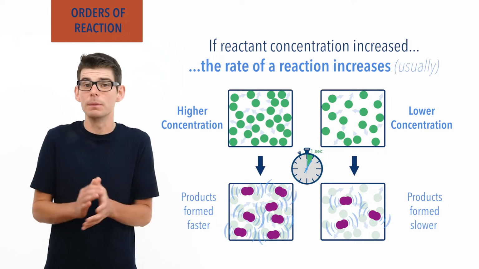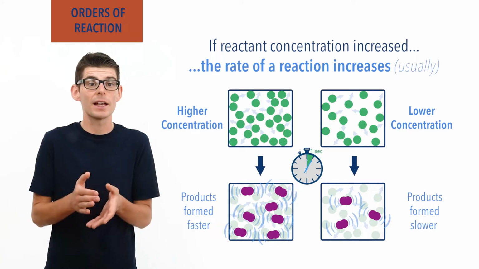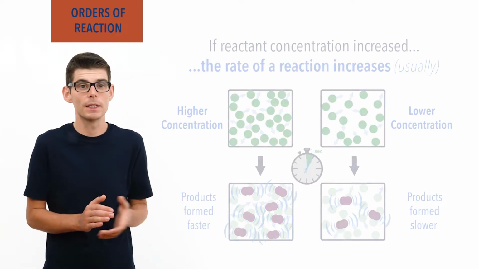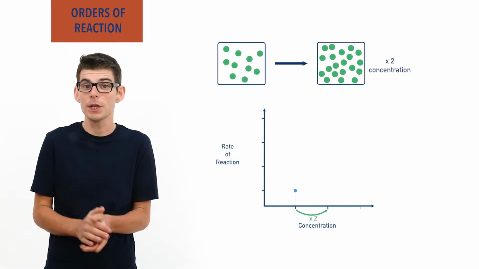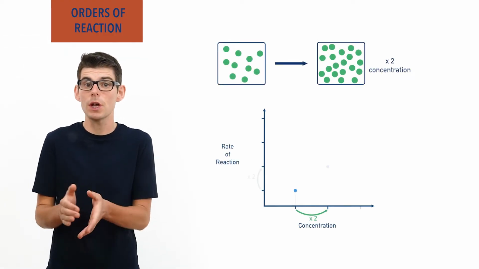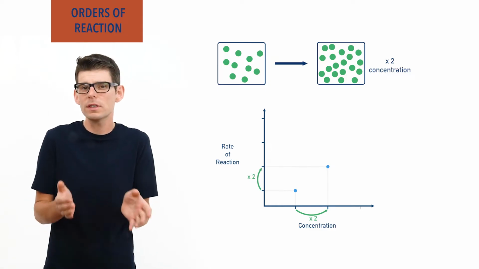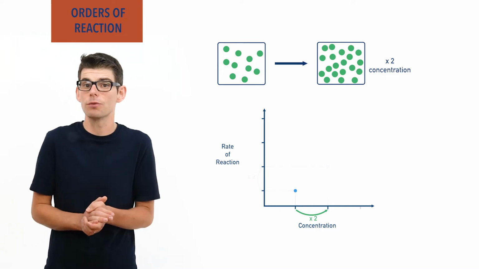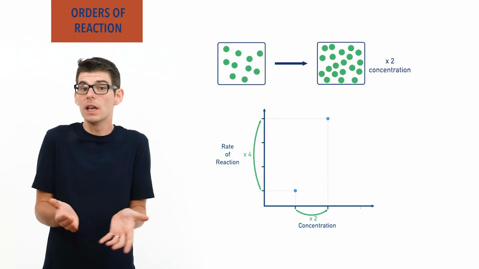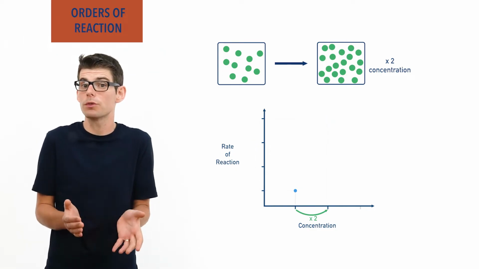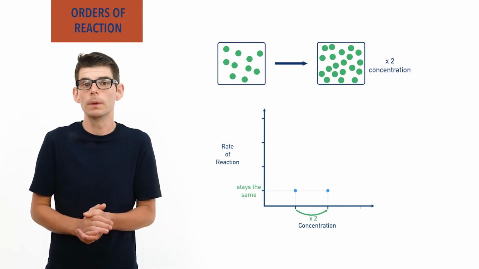However, sometimes the rate of a reaction doesn't change by the same factor as the concentration of reactants has. For example, doubling the concentration of a reactant may cause a reaction rate to double, as in the reaction happens twice as fast. Or in some cases, it may make the reaction rate quadruple, happen 4 times as fast. Equally, there are some cases where changing the concentration of a reactant doesn't really affect the reaction rate at all.